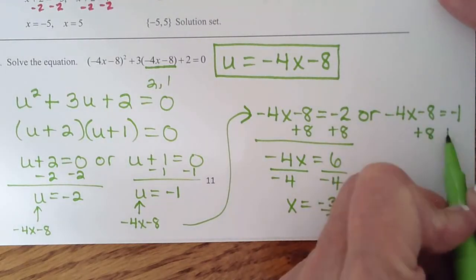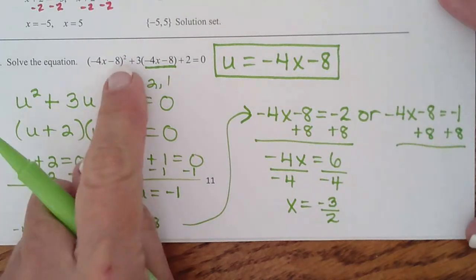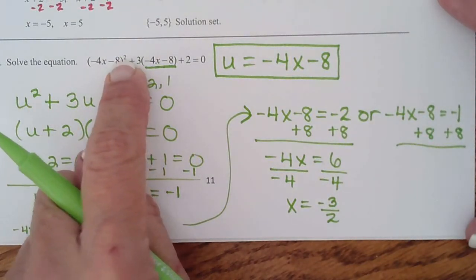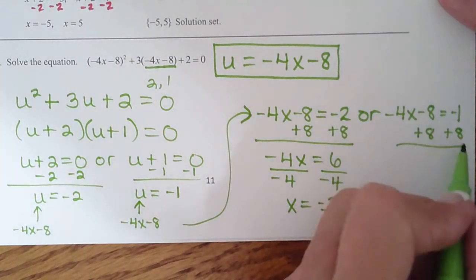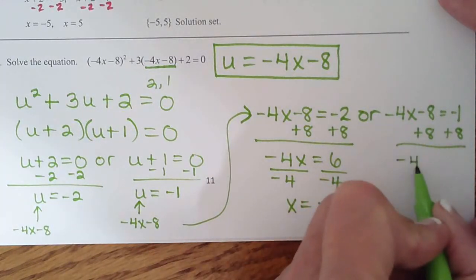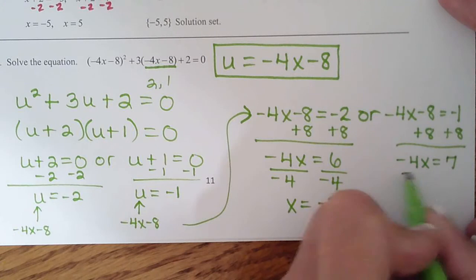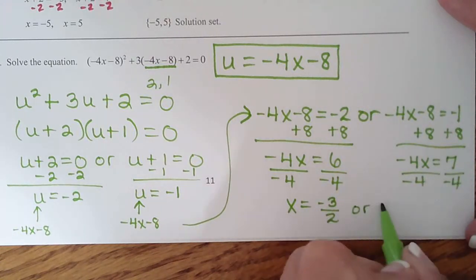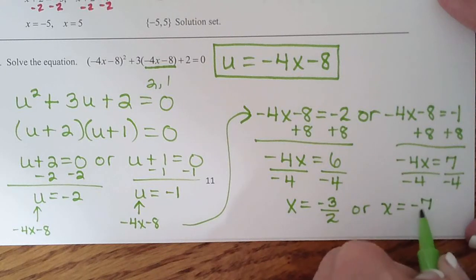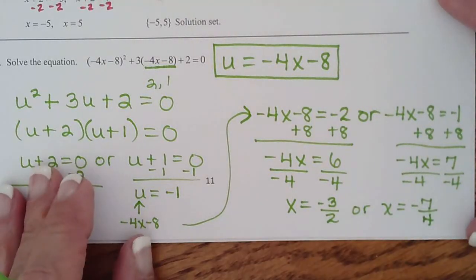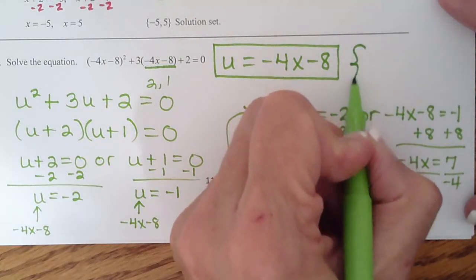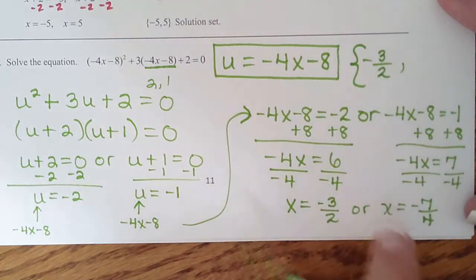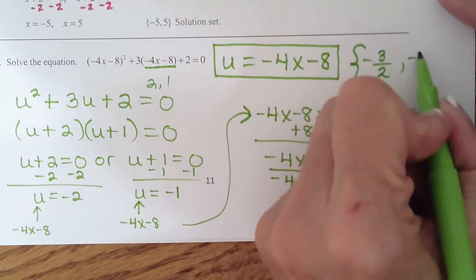Then solve the second one to get your second solution, and we're guaranteed two solutions. See the highest power, 2. So we know we don't stop till we get 2. And this will be negative 4x equals 7. X equals negative 7/4. So then I go up and say, there's my two solutions. So my solution set is negative 3 halves and negative 7/4.